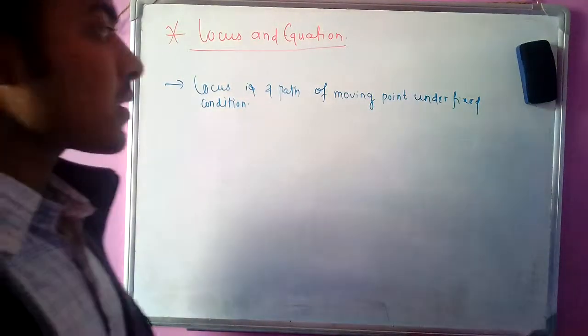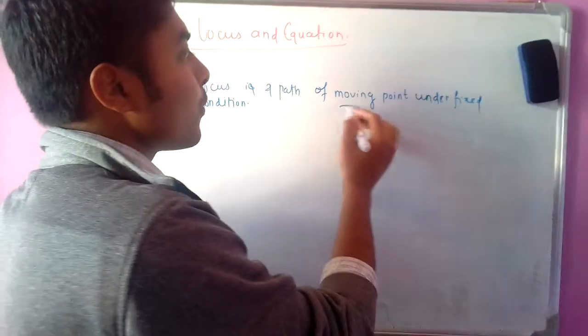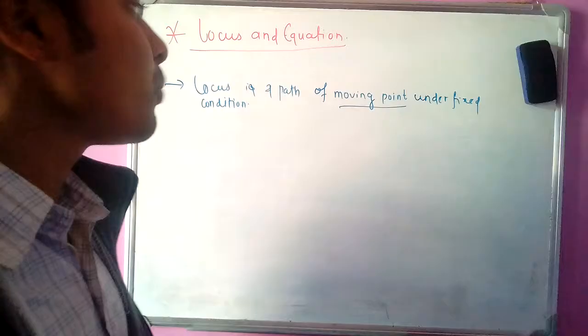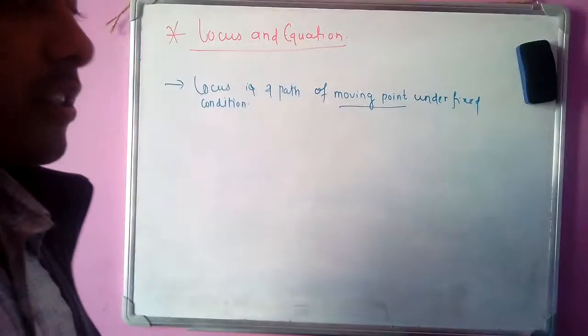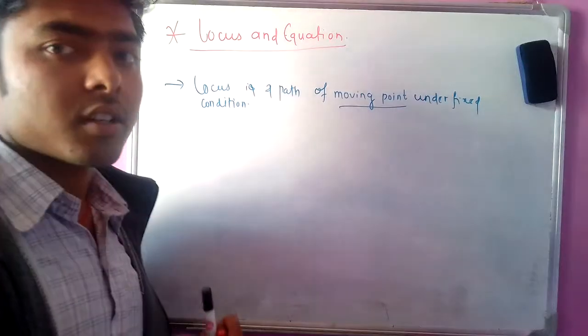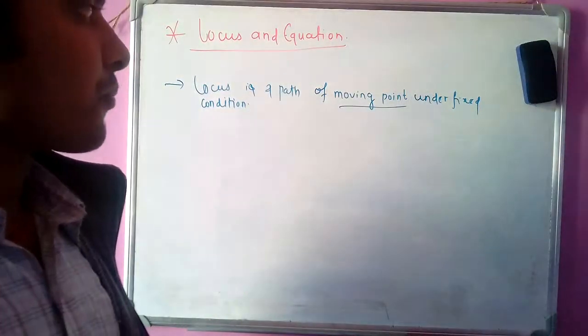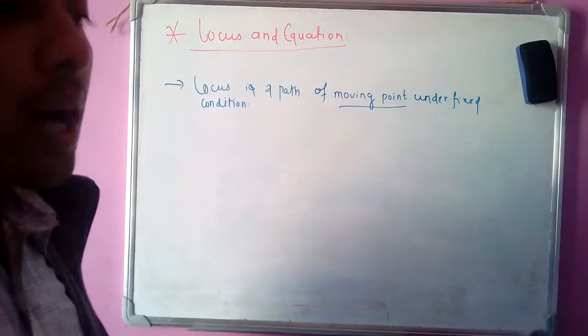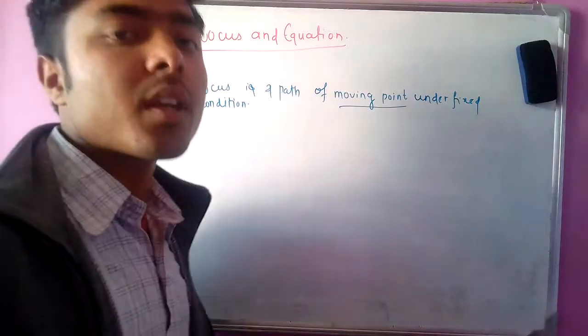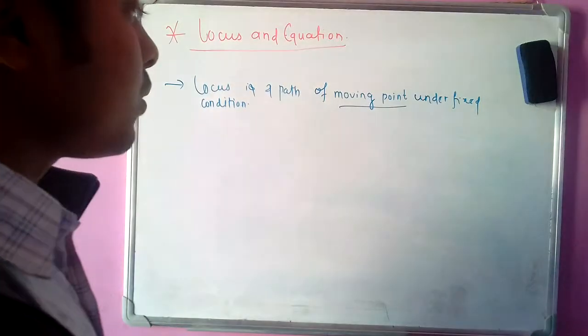Locus is simply a path of a moving point. What is the moving point? It moves under a fixed condition. Any certain fixed condition is there, on the basis of which a point is just moving. Just now look at the example.